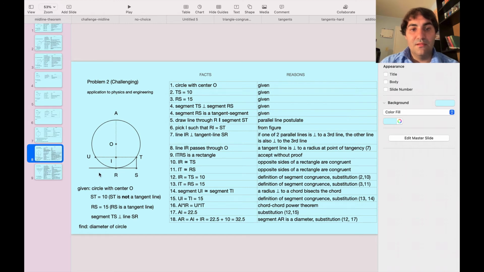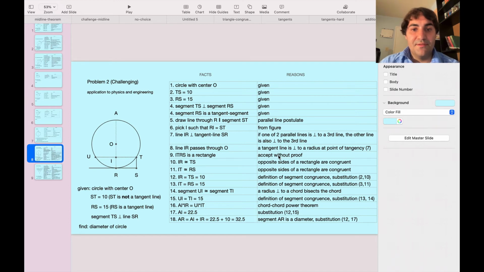We know that line IR, if we extend it, passes through the center of the circle, point O, because the tangent line is perpendicular to a radius at a point of tangency. I know we're dealing with a line, but if we just took this segment RO, which is just a subset of the entire line, this would be the radius. So we know that this line is going to go through the center of the circle.